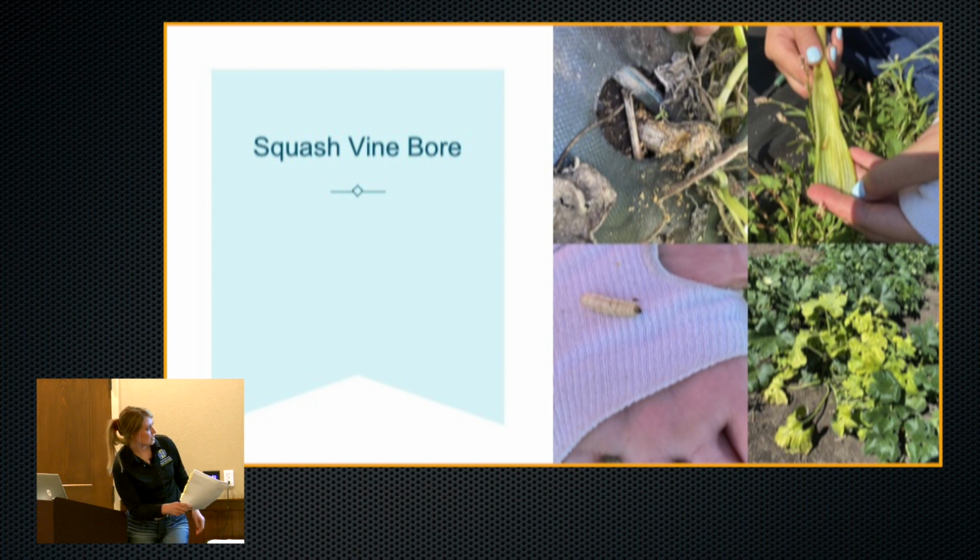And you can see in the lower right corner the picture of the one squash plant that doesn't look so happy among the rest of them. You can tell that that's exactly where it was lacking the ability to uptake water and nutrients. Because in the top left corner there, that's a picture of the woodiness and the hardness of the stem where the squash vine borer went in and began to do its damage.